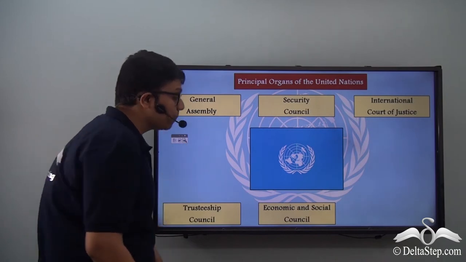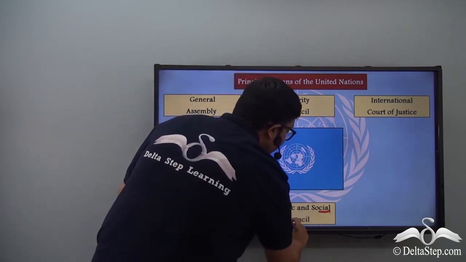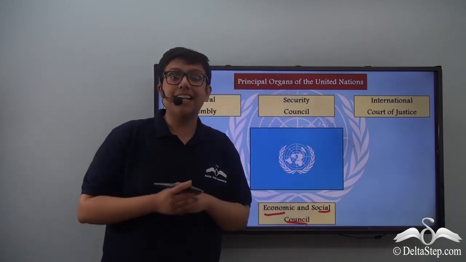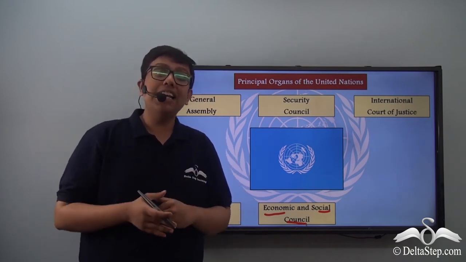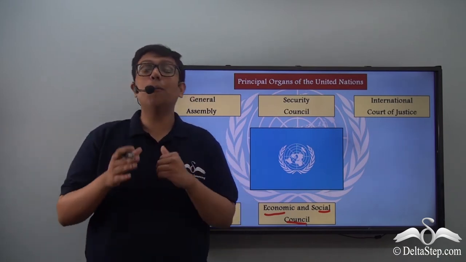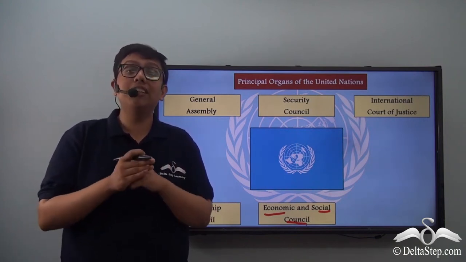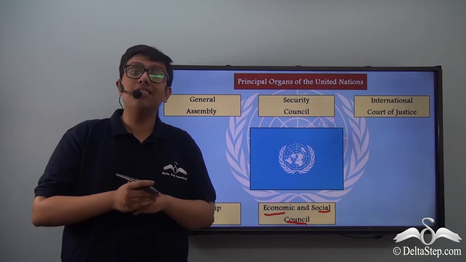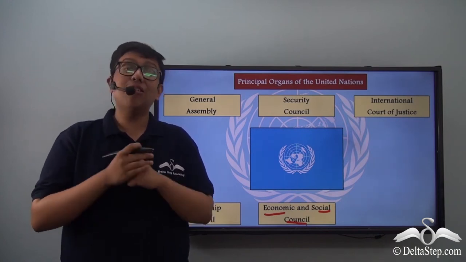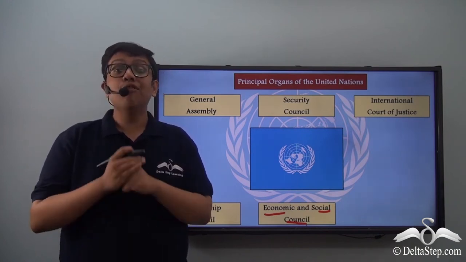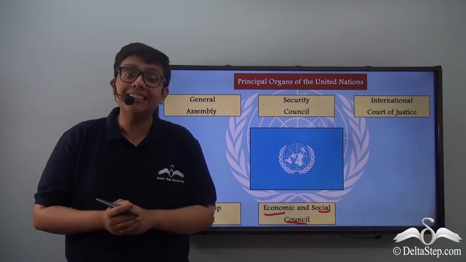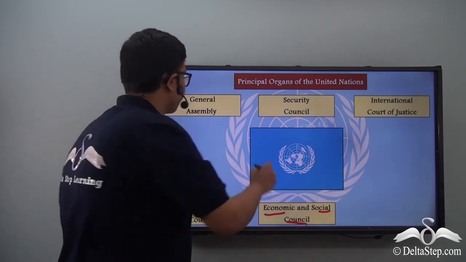Now, to look after the various economic, social and cultural objectives of the United Nations, there exists the ECOSOC, or the Economic and Social Council. The ECOSOC acts as the coordinating body for the various economic, social and cultural objectives of the United Nations, and it also acts as the body where all discussions on such economic, cultural and social matters are done. It also acts as a directing body for the various specialized agencies of the United Nations.